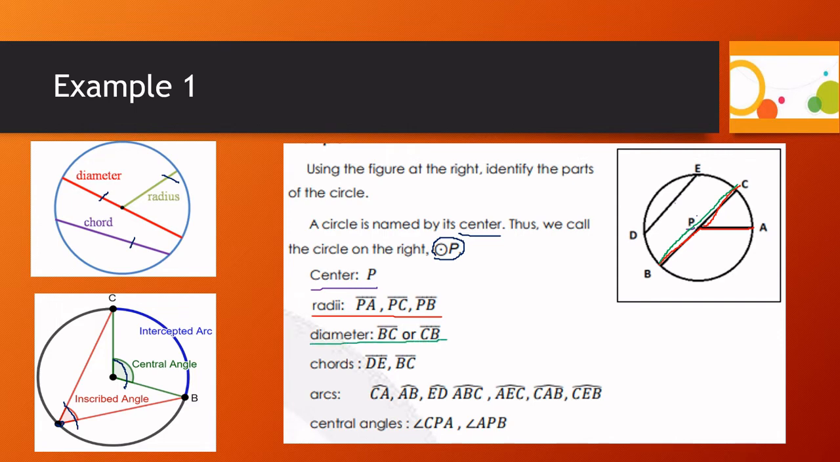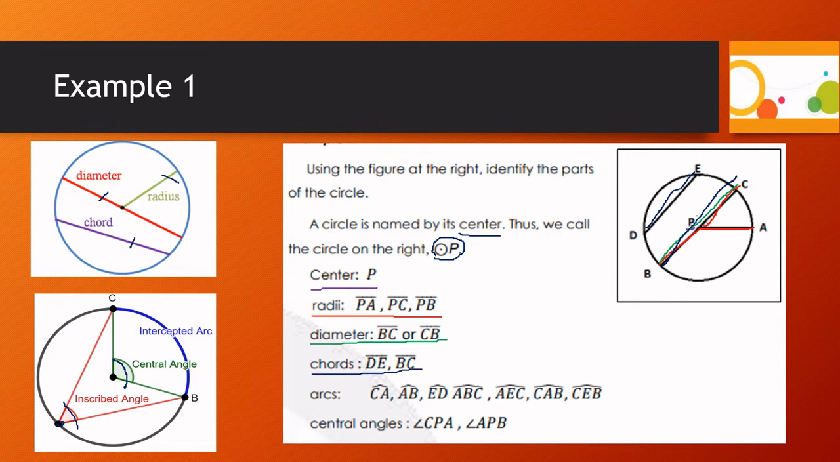Okay, next. Let us identify the chords. The chords are, we have line segment DE and line segment BC. So, those are the chords.